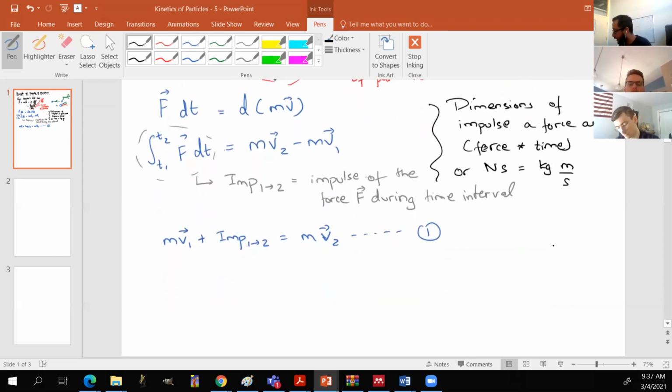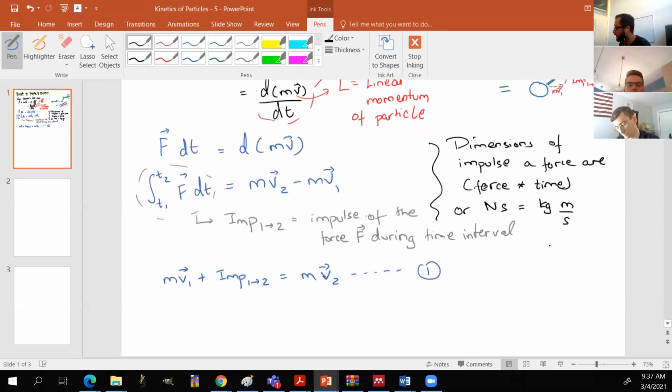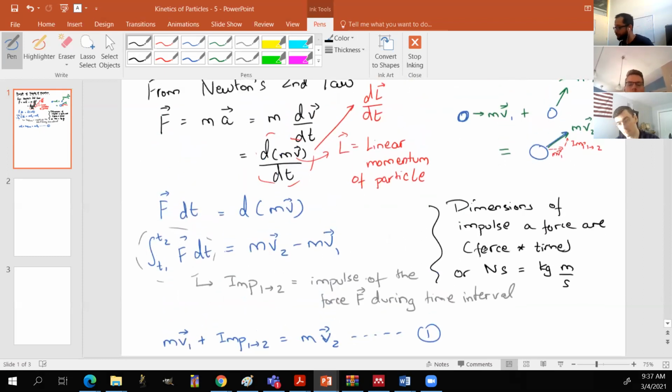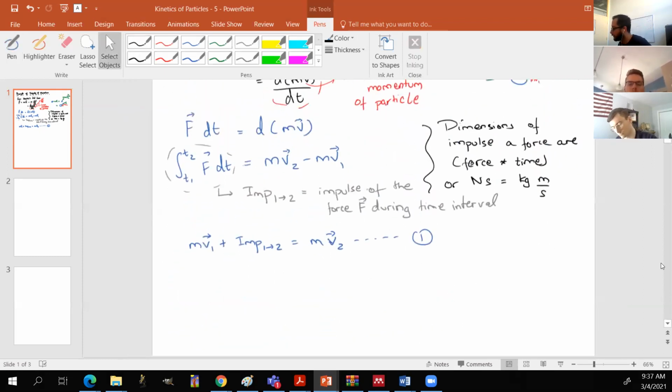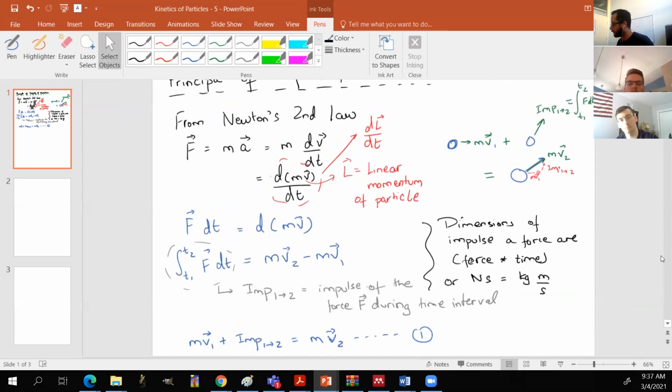So if you look at the hard definition of what an impulsive force is, but anyways, before we move on to that, any questions with this derivation over here? Simple stuff, right?